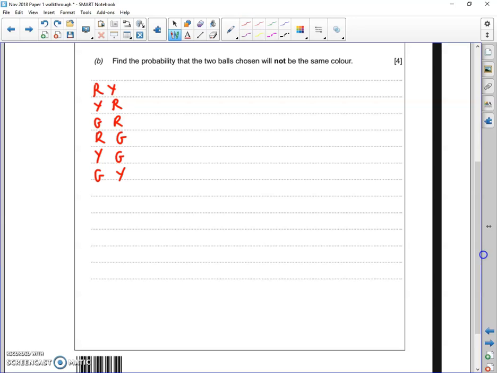If we compare that to combinations which are, so you can get red, red, you can get yellow, yellow, you can't actually get green, green because there's only one green in there. So the quickest way to answer this question, and you'll still get all 4 marks, is to work out the probability that they're going to be the same colour and take that away from 1. It'll be quicker.